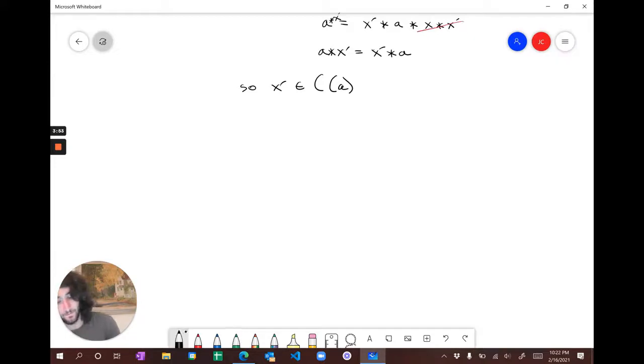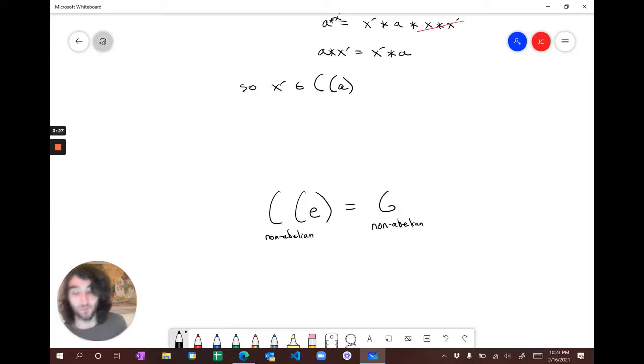And then consider CE. What if you just took the centralizer of the identity? Well, who commutes with the identity? Everybody. So the centralizer of the identity is actually the entire group. So if the group is non-abelian, then your centralizer of E is non-abelian because they're actually the same. So the point is, no, it's not always the case that the centralizer is abelian. This is just saying everybody commutes with E, or if it was a different element, everybody commutes with that one element, but not everybody necessarily commutes with each other. So no, the centralizer does not have to be abelian.